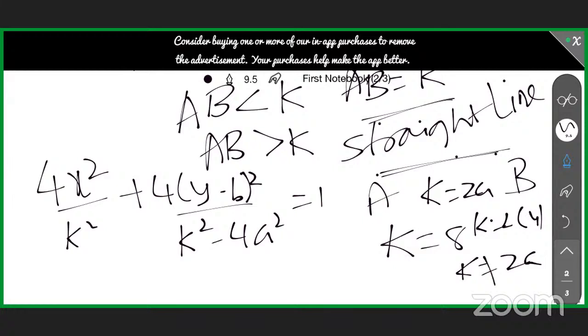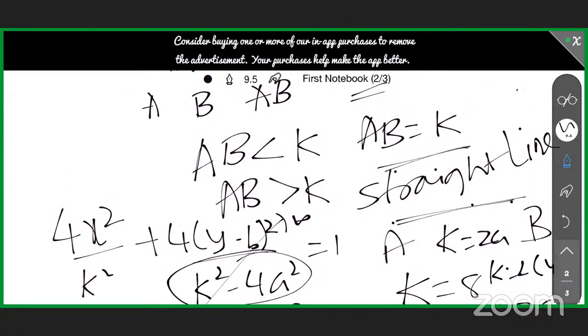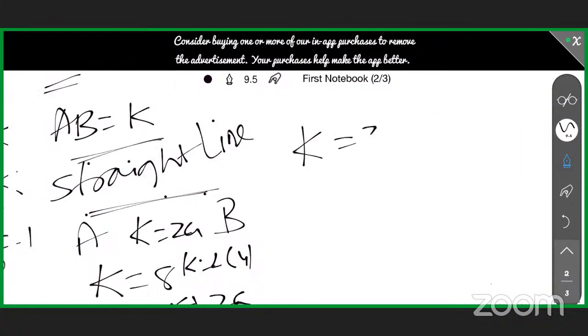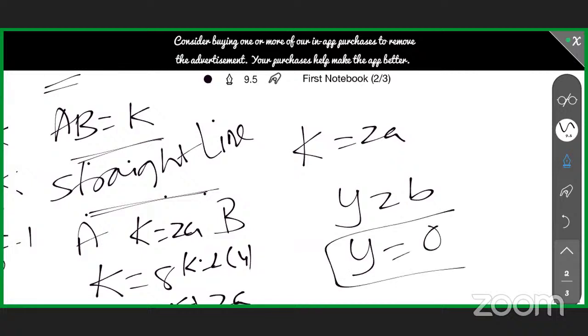So I can't use this formula because this down property will become infinity, which means this property will become 0. This becomes infinity. Therefore, I gave a second condition. When my k is equal to 2a, my equation is y is equal to b. Then what is the b value? 0. Therefore, the equation of this line is y is equal to 0.